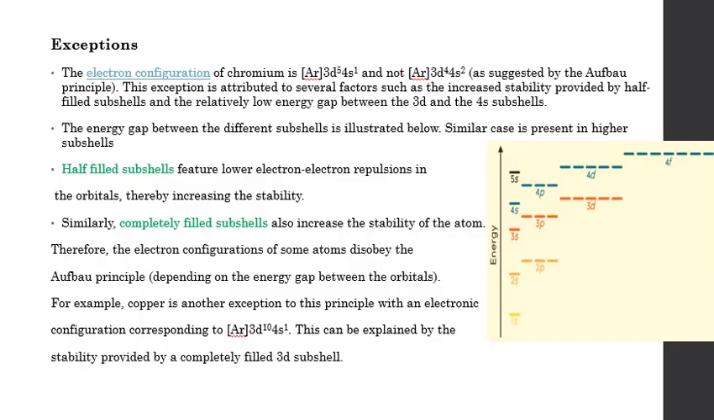Exceptions are there when the stability of orbitals increases due to half filling or complete filling of electrons. It means the subshells which are half filled or completely filled have more stability as compared to partially filled orbitals. Then certain exceptions arise, for example chromium 24 and copper 29. It is due to the small energy gap between certain subshells and orbitals.